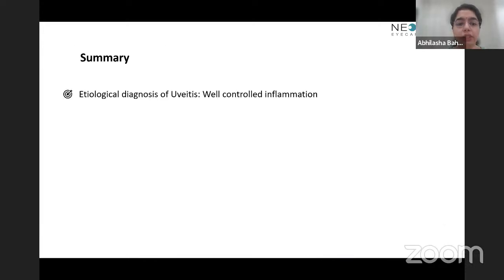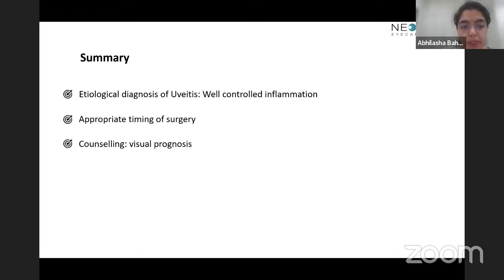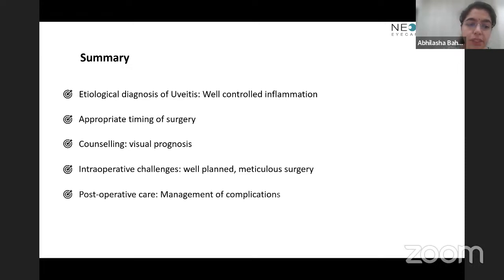So to summarize, etiological diagnosis of uveitis is important for well-controlled inflammation. The timing of the surgery should be appropriate. The patient has to be counseled regarding the visual prognosis. Intraoperative challenges can be avoided by well-planned and meticulous surgery. Postoperative care and management of complications lead to good visual results.